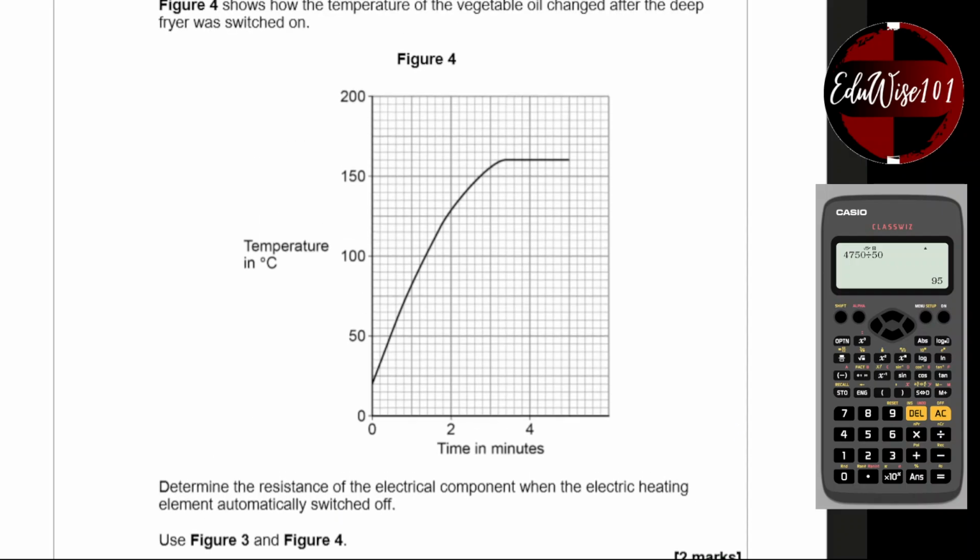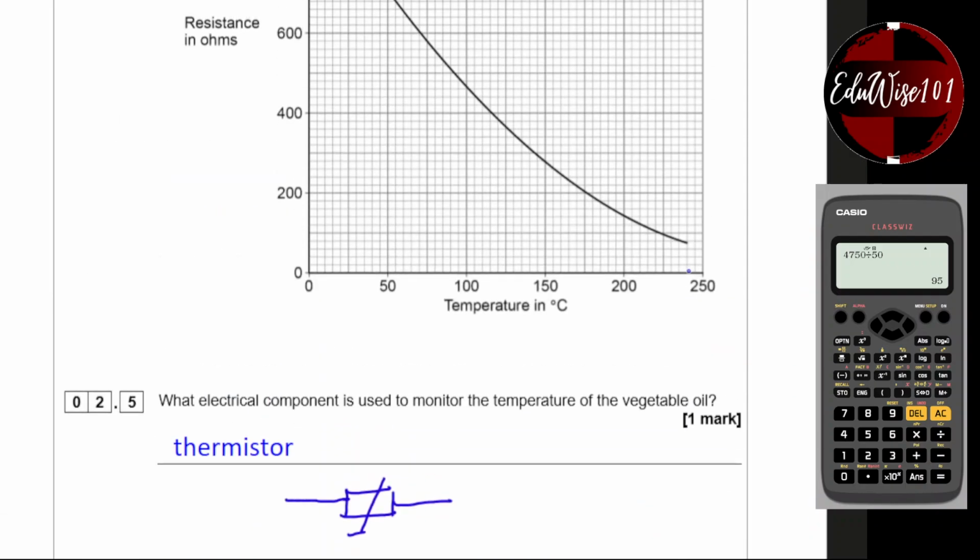When is it switching off? It's switching off when the temperature is 160 degrees Celsius. So you need to use the information from this graph and from the previous graph. So 160 is going to be there.